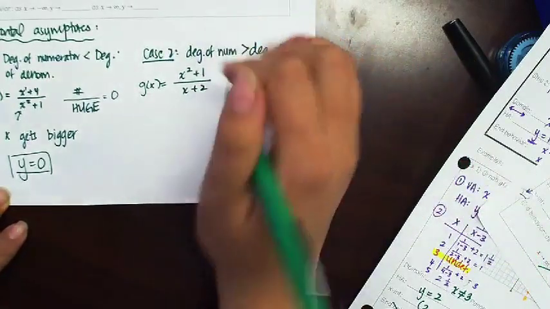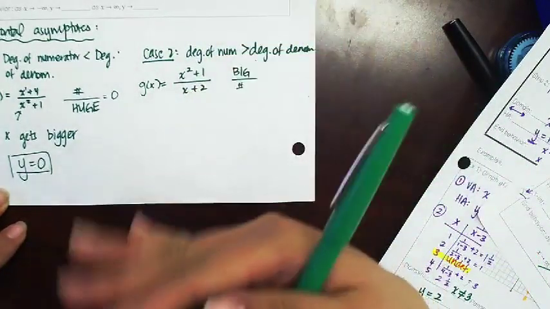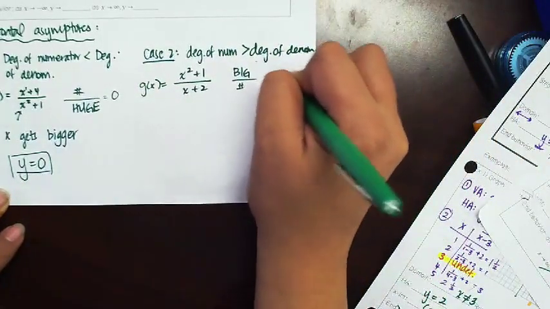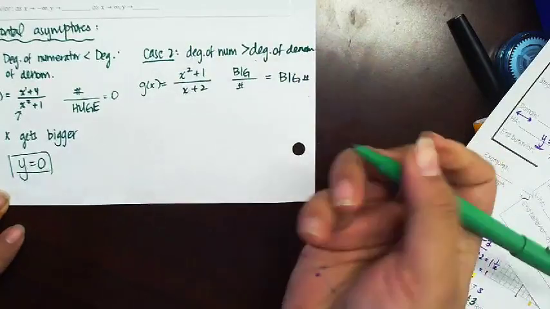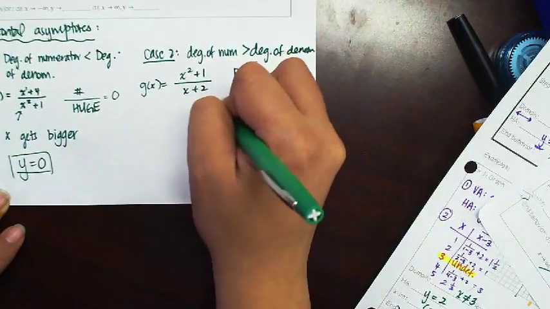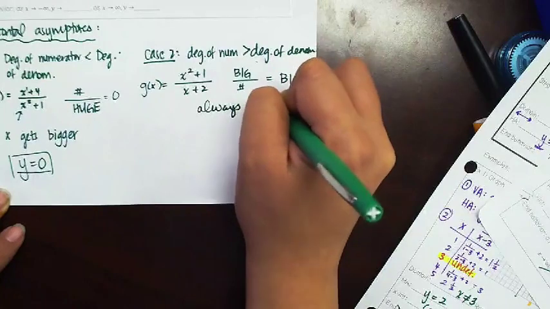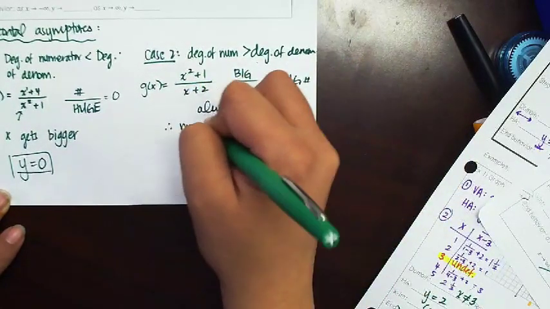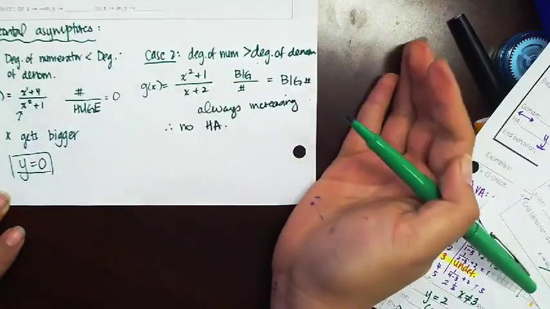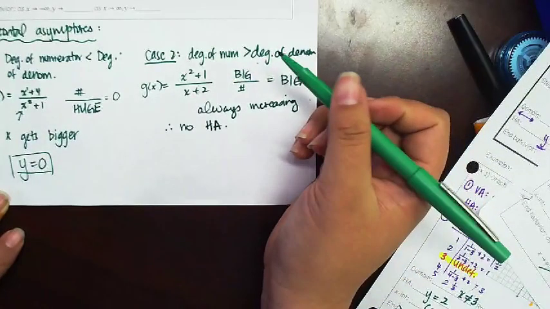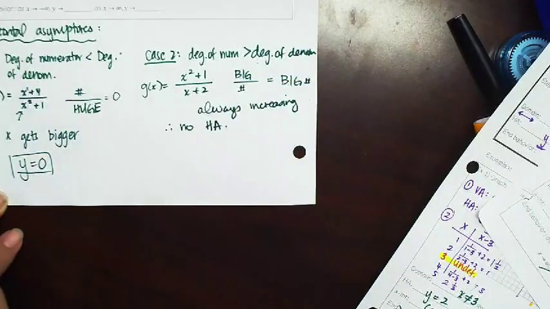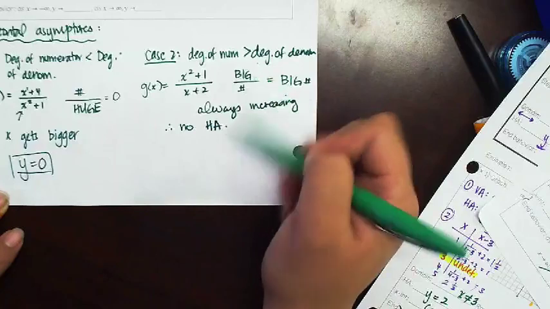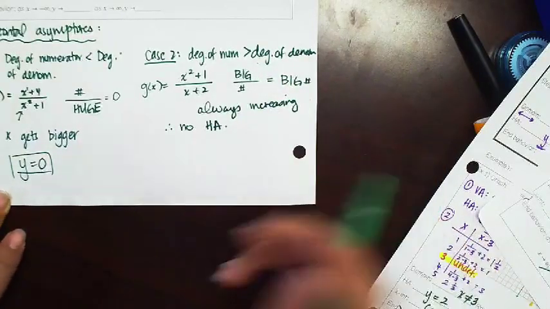So this is not actually going to approach a number. It's just going to keep getting bigger and bigger and bigger. So big that, in fact, it's always going to be increasing. It's never actually going to approach anything. So this, we say, has no horizontal asymptote. In fact, it has a slant asymptote, but we'll talk about that later. Okay? But if the bottom is bigger, it's going to be 0. If the top is bigger, we're going to say it has no horizontal asymptote for now.